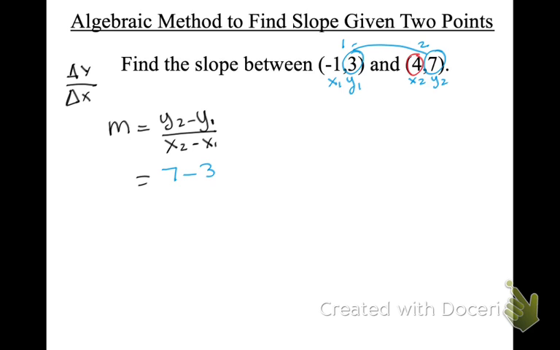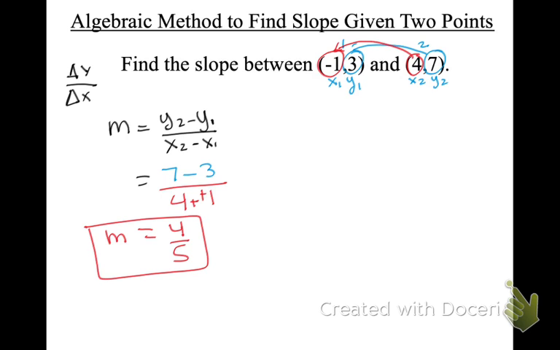I have 4 minus negative 1 over 4 minus negative 1. We simplify it. 7 minus 3 is 4 over 5. And so m equals 4 over 5. Now your work should look exactly like mine, meaning I want to see you start with the formula, substitute in, and simplify. 3 steps. Every time.